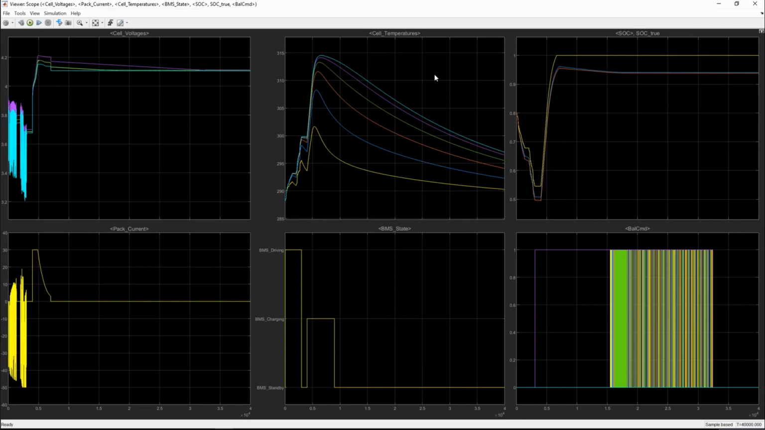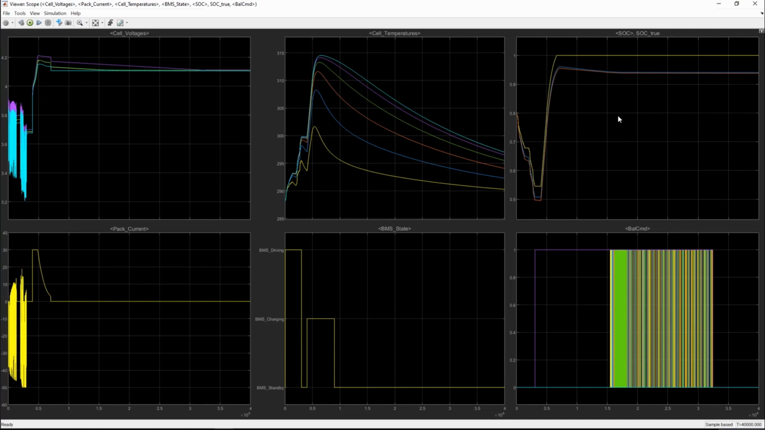The temperature difference, however, exhibited here, will eventually cause a much faster degradation of cell number 6 compared to cell number 1, leading to unevenness in cell condition, which is undesirable. Hence, active thermal management is necessary to keep thermal differences within a few degrees Celsius.